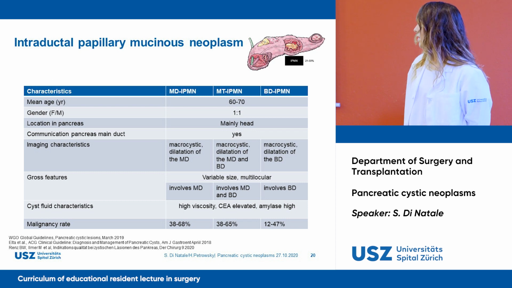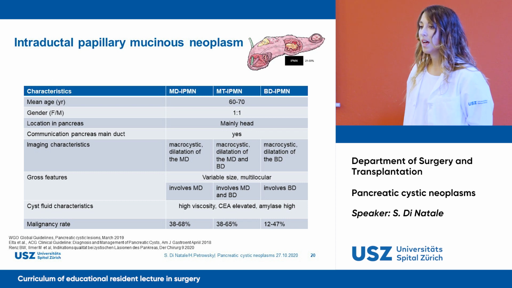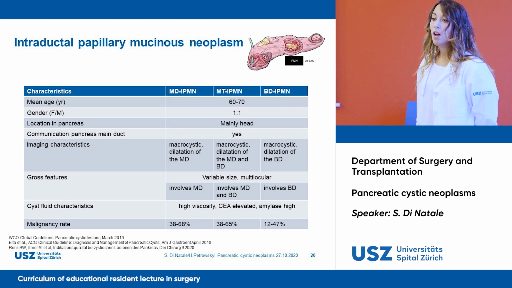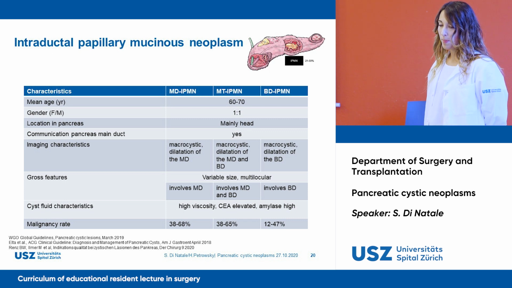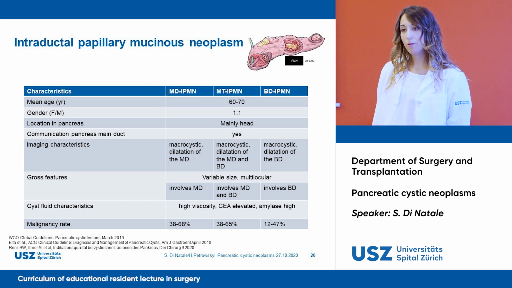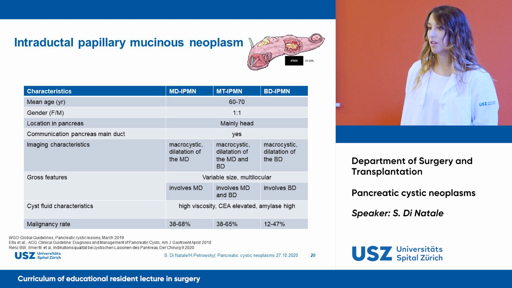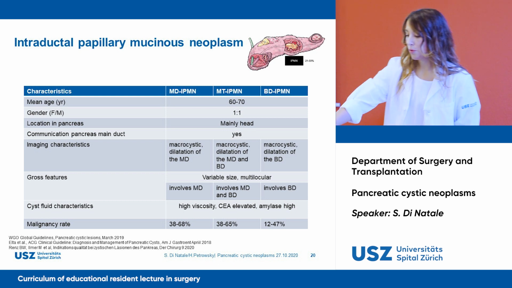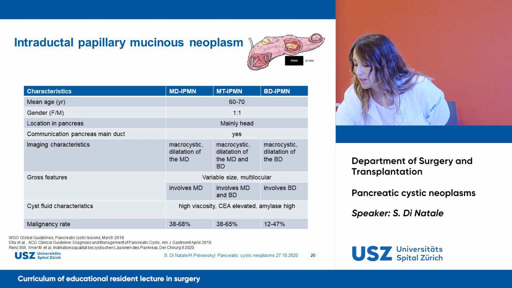As you may see, the malignancy rate of branch duct IPMNs is significantly lower compared to the malignancy rate of the main duct IPMNs. The malignancy rate of the mixed type IPMNs is comparable to the malignancy rate of the main duct IPMNs. That's why mixed type IPMNs are treated as main duct IPMNs.